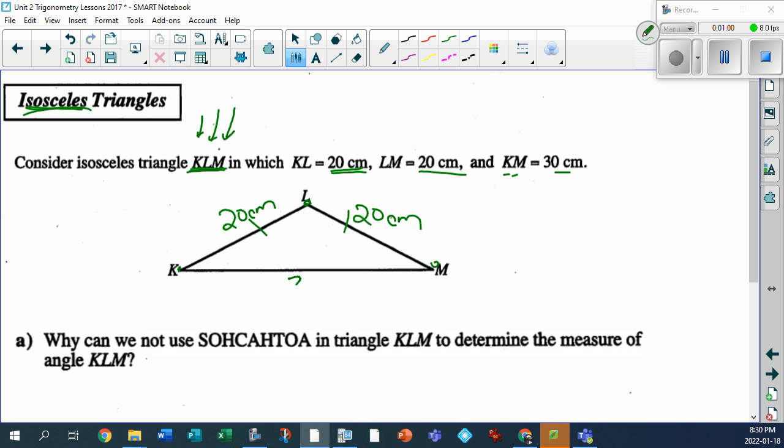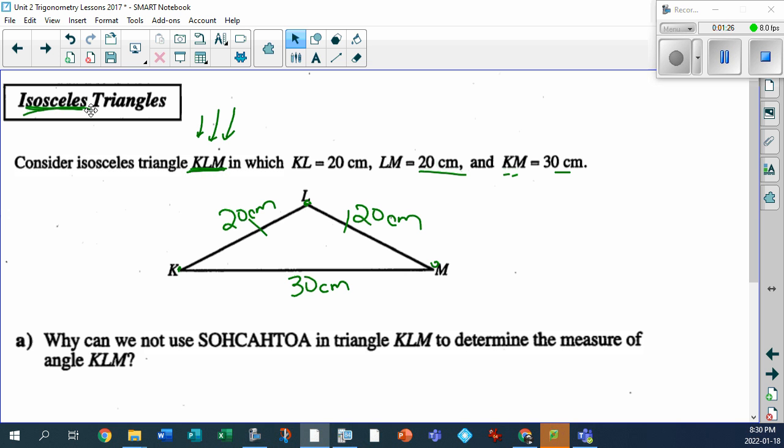KM is 30. Now, I got a question to ask you. Where's the right angle? Well, if you're really, really smart, you realize there is no right angle on this one. That guy looks like a right angle, but no, not even close. You'll see once we finish this out that, in fact, it is not a right angle at all. So what do you do in a situation like this? Well, you know what? Make it a right angle.